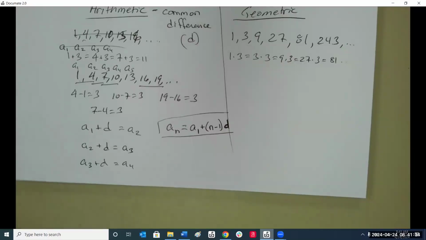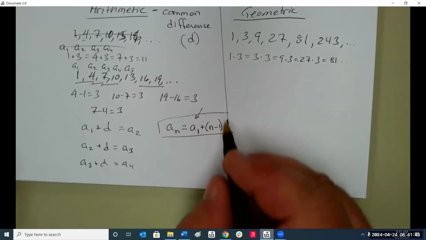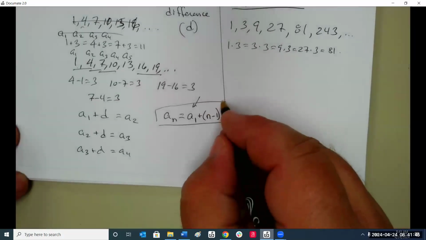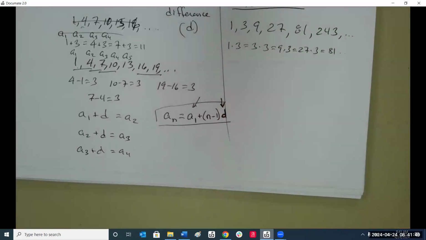So we need two things to use this formula. We have to know the beginning term, and we have to know their common difference, d.